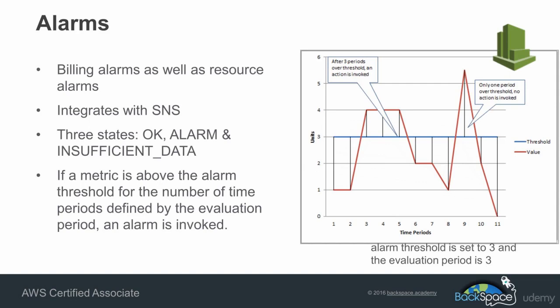So looking at our graph here, after time period 1 and 2, we're down at 1. So we're well below our threshold of 3. So that blue line there is our threshold of 3. So when we go to time period 3, we can see that all of a sudden it jumps up to 4. So that's our first point where it has exceeded the threshold, but an alarm has not been invoked because it hasn't done it for the evaluation period of 3. So it hasn't done it 3 consecutive times.